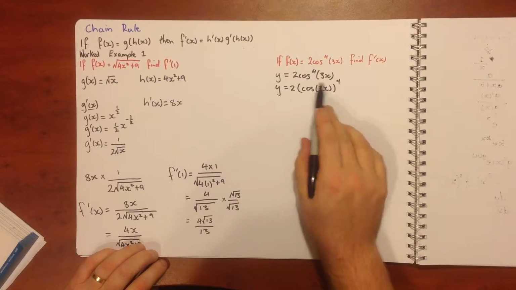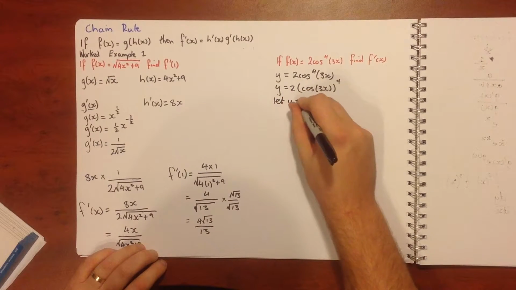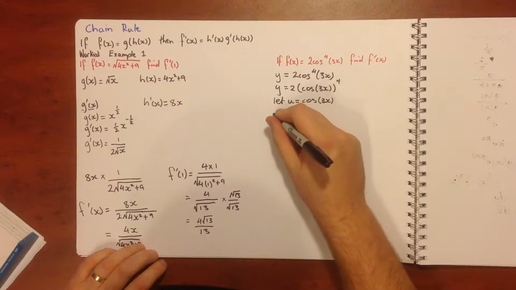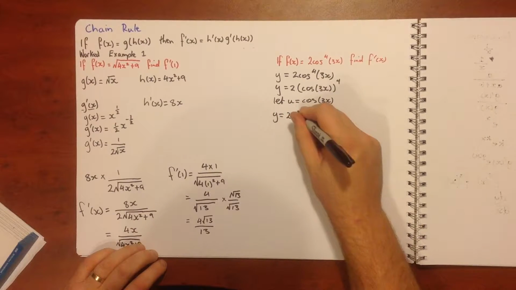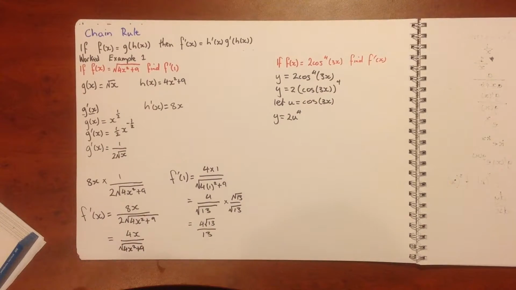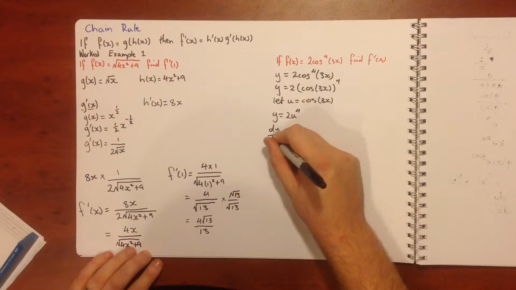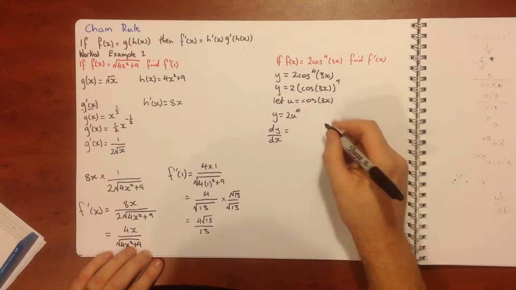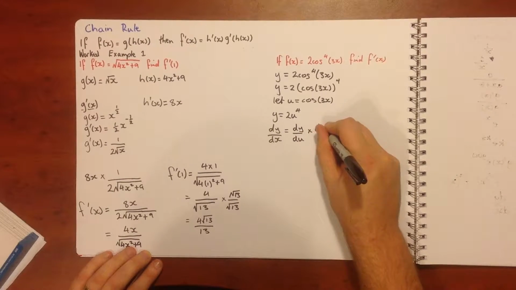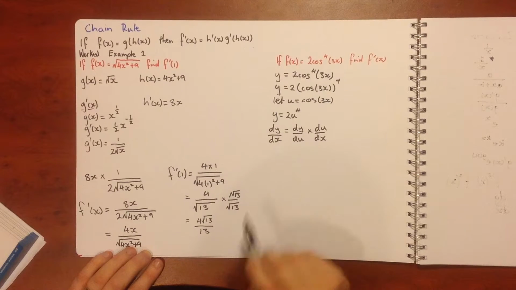Now we can see a little bit easier that we've got a function within a function. So we're going to say let u equal cos of 3x. Now we've got a function that is y equals 2u to the power of 4. Putting that u back in here, what we now need to do is use the chain rule, which is that dy dx equals dy du times du dx, because our du's could simply cancel out to give us our dy dx.